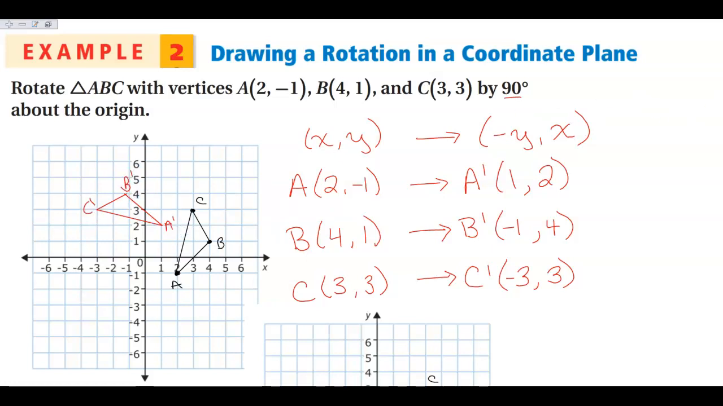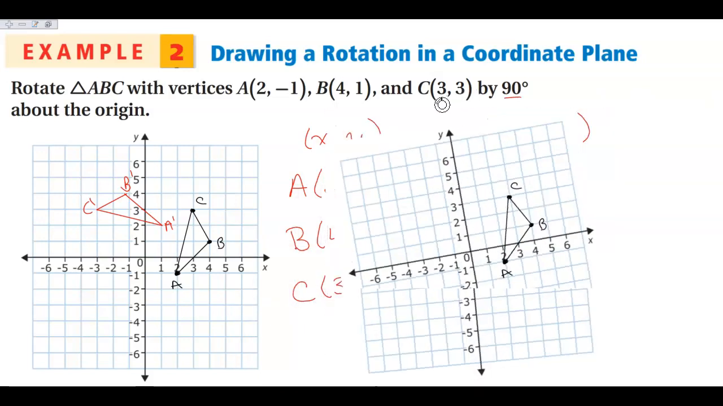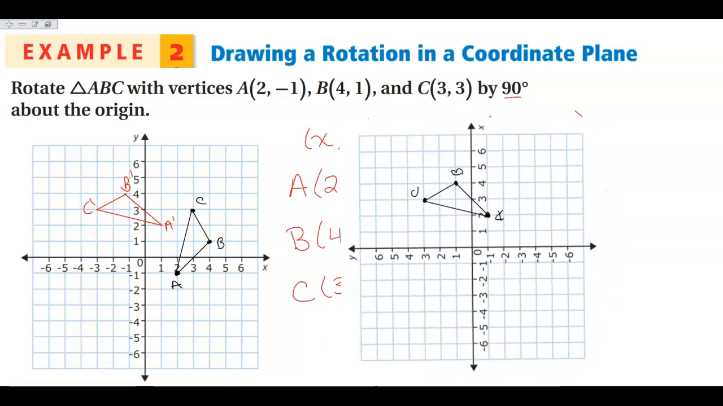Look what happens. If I take this, and this is your paper, and I just turn my paper 90 degrees, and treat this as my new X and Y, do you see 1, 2? 1, 2, there's A prime. -1, 4, there's B prime. -3, 3, that's my C prime. These match.